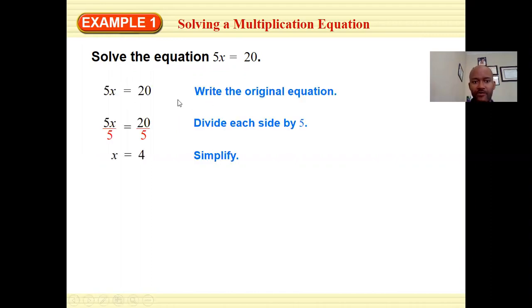So here we have our original equation. In order to get rid of the 5, because we want to find what x is, we are going to divide each side by 5. So our answer will be 4.